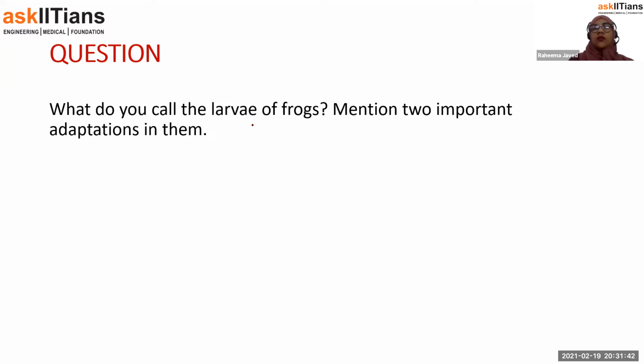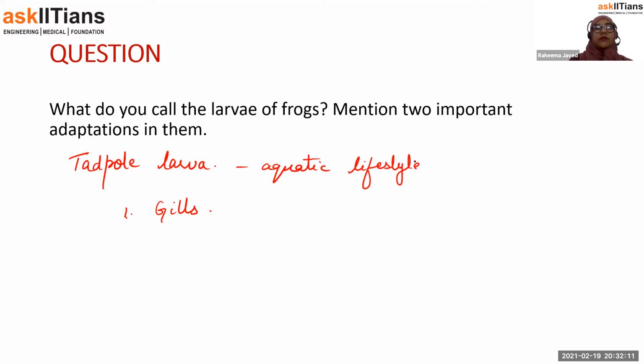What do you call the larvae of frogs? Mention two important adaptations in them. The larvae of frogs is known as tadpole larva, and the two important adaptations found in them are, first, the development of gills so that they can breathe underwater because they have an aquatic lifestyle, and the second is the development of a tail so that they can swim around in the water.